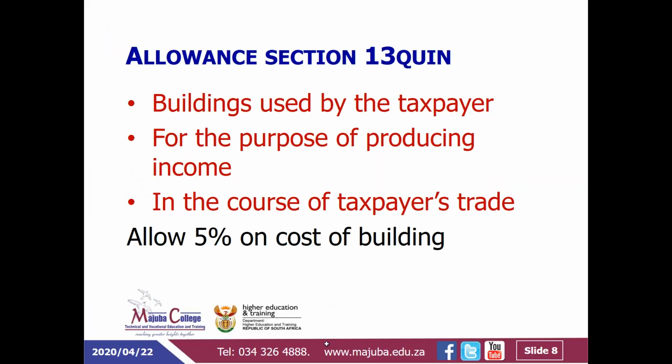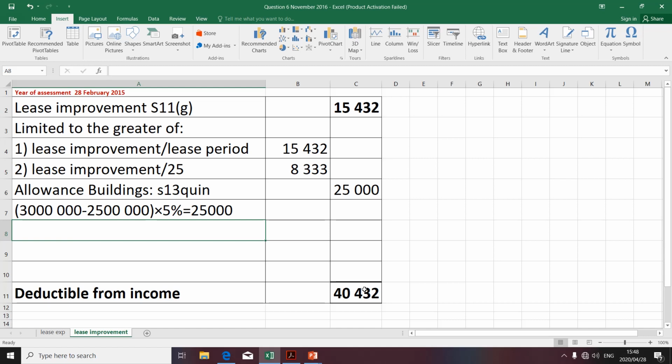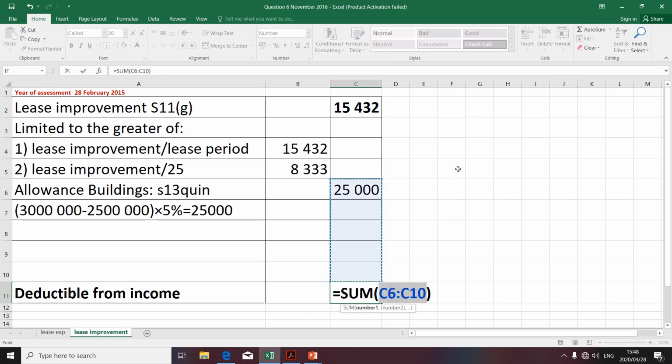So deductions relating to 6.2 specifically will come to a total of, okay, let me just make sure that total is correct. Sum of, yes, will come to a total of 40,432. So these are the allowances that will be taken into account in determining CF's taxable income. And how are they going to be taken into account? They'll be deductible from the income of CF. I hope you guys understood. Thank you.